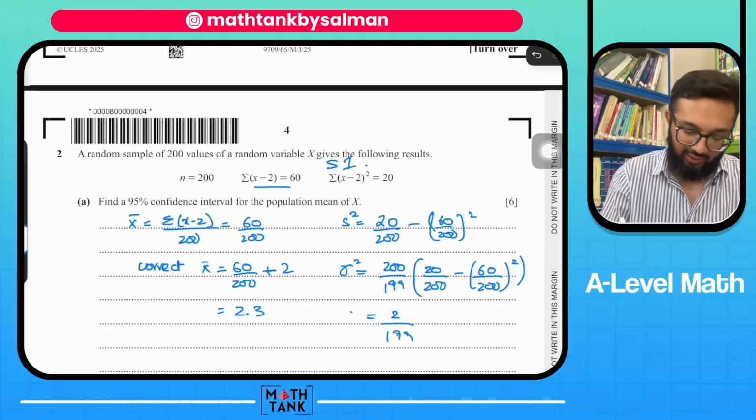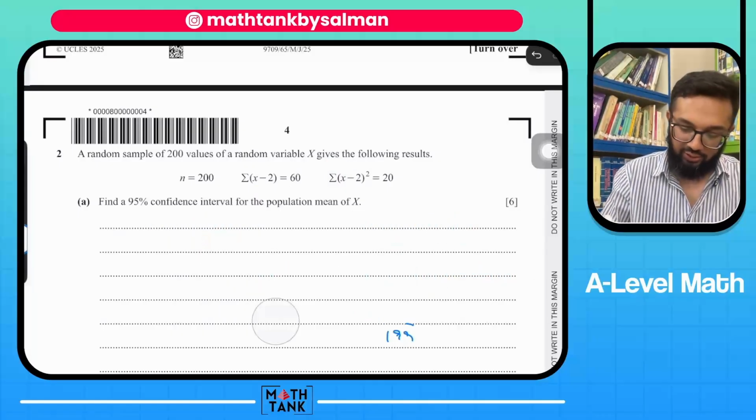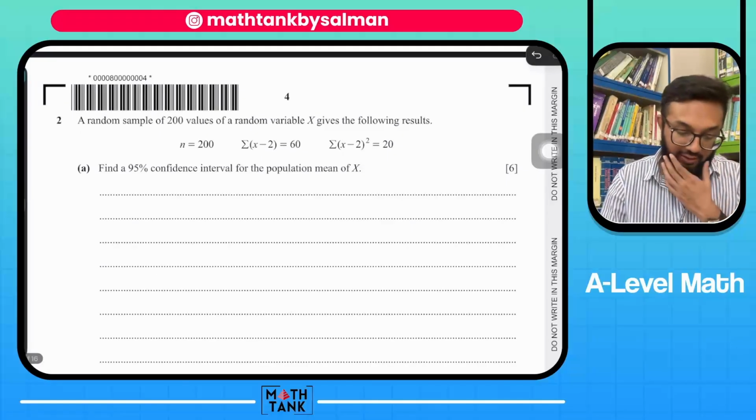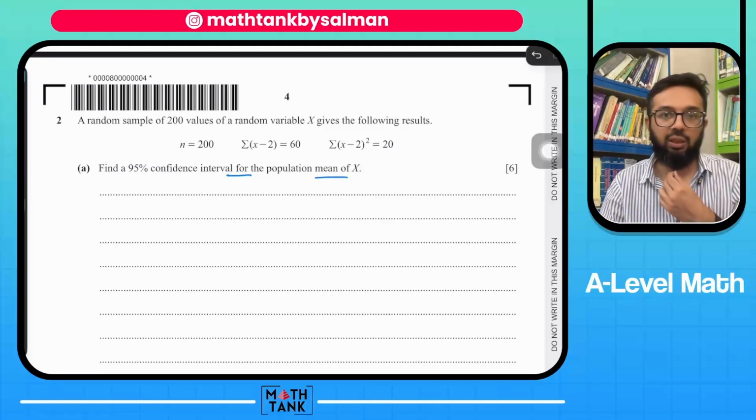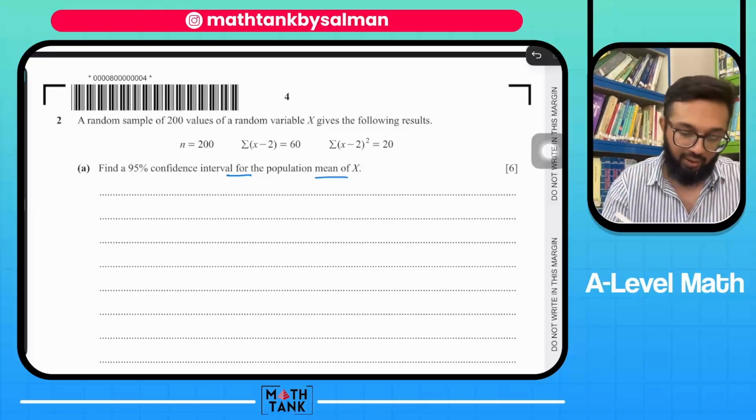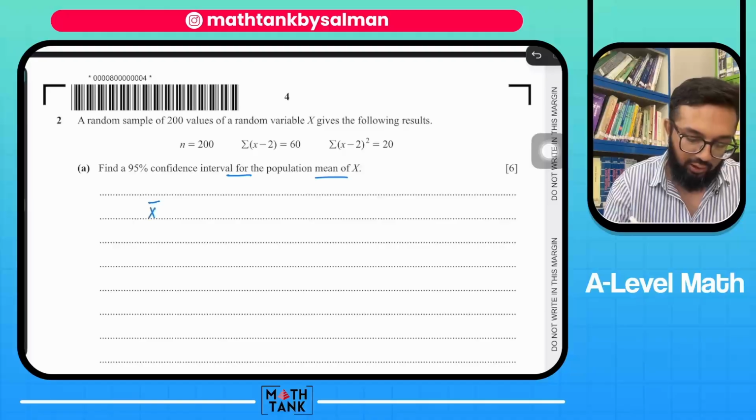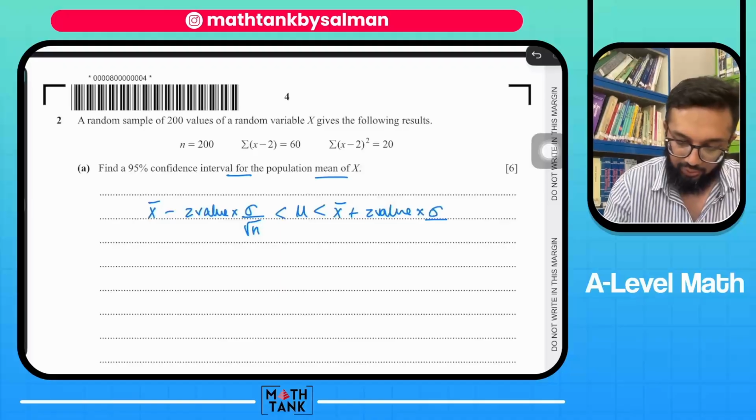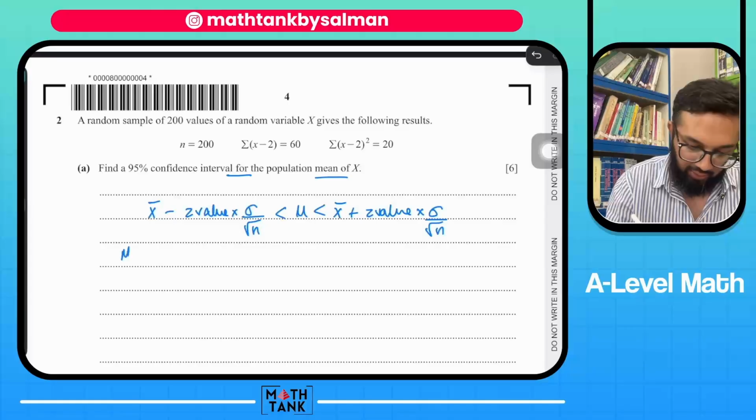Okay, let's erase this and do this again because I might have done this for another class. A random sample gives the following results. Find a 95% confidence interval for the mean of x. This is a question that tests your knowledge of S1 as well. For the confidence interval, you're going to need x bar minus z value into sigma over root n, and x bar plus z value into sigma over root n.